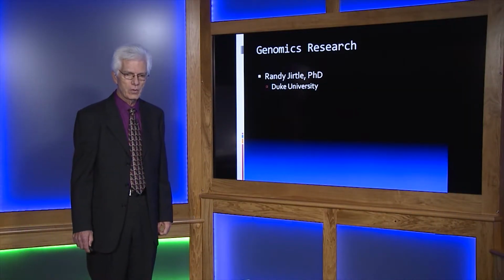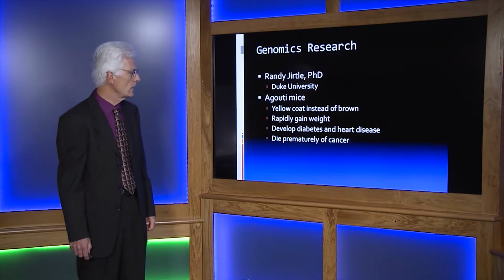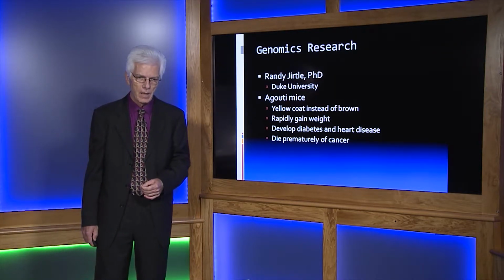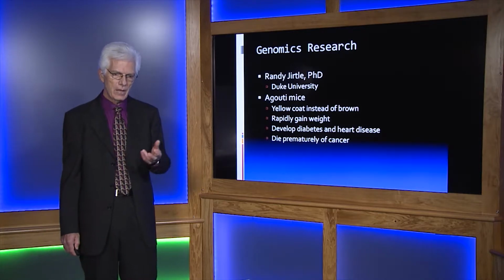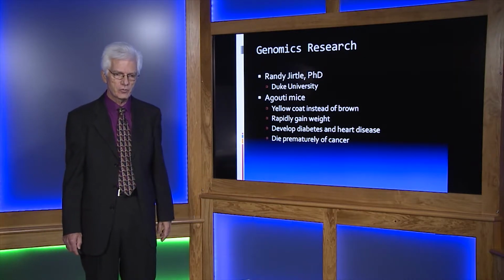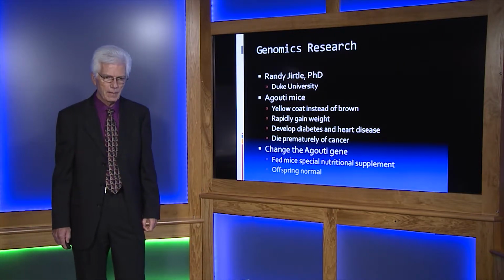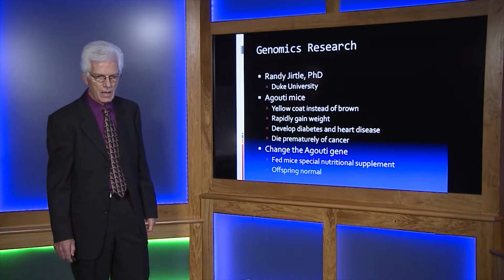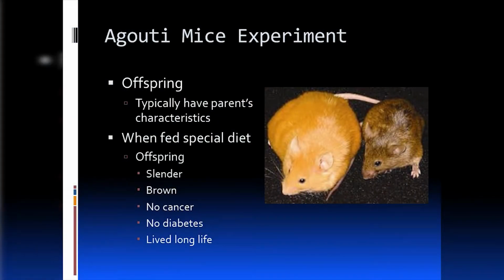In the genomic research lab at Duke University, Randy Jirtle headed up a program in which they looked at agouti mice. Now, these agouti mice are little yellow mice instead of brown mice, and they will rapidly gain weight, and early in their life they will develop diabetes and heart disease, and they will die prematurely of cancer. It's just the nature of these mice. And so they were trying to see, can we change the agouti gene if we feed these mice a special nutritional supplement? And so they tried, and actually the offspring were normal.